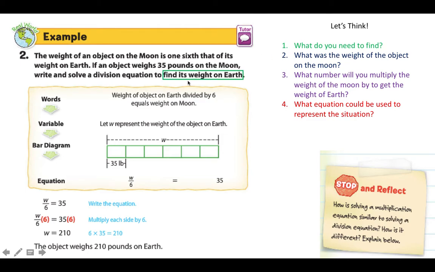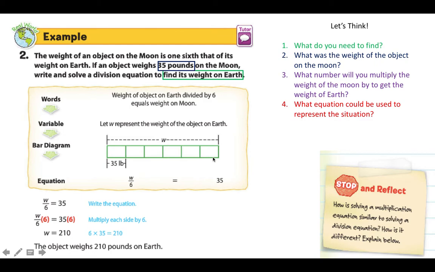We need to find the object's weight on Earth. So we'll use W to represent the weight. Let W represent the weight of the object on Earth. What is the weight of the object on the moon? Well, the weight of the object on the moon is 35 pounds. So 35 pounds is 1/6 of W, the weight on Earth. What number will you multiply the weight of the moon by to get the weight of Earth?